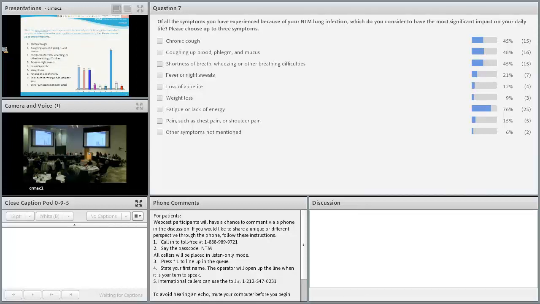We have 45% for chronic cough, 48% for coughing up blood, phlegm, mucus, 45% for shortness of breath, 21% for fever and night sweats, 12% for loss of appetite, 9% for weight loss, 75% for fatigue or lack of energy, 15% for pain, and 6% for other symptoms not mentioned. Great, thank you. Okay, so let's start with fatigue.